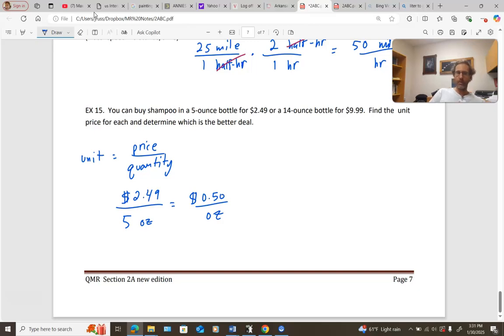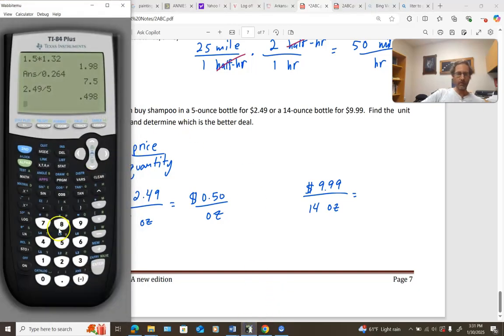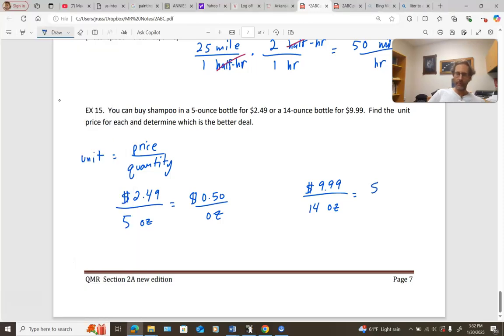Okay. Now, what about the other bottle? It costs $9.99, but you get 14 ounces. Okay, so we'll divide these out as well. All right, so $9.99 divided by 14 ounces. And I'll round this to 2 decimal places, so this would become 0.71. So in dollars, 0.71 or 71 cents per ounce. Okay. So now that you know what the price per ounce is, you can determine that the smaller bottle is the better deal. Okay.